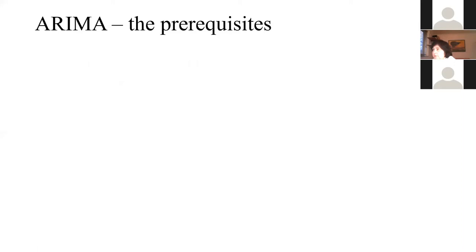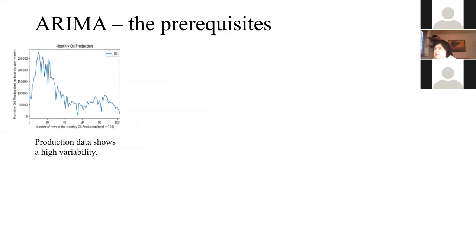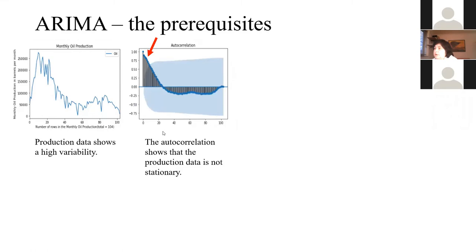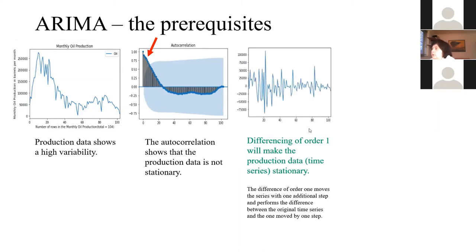Now, the prerequisite for ARIMA: the data has to be stationary. Here you see production data shows a high variability. If you remember, at the beginning we had a lot of information and then it declines towards the end. Now, the autocorrelation shows that the production data is not stationary here. This part is stationary, but this part is not. So, for my dissertation, I used differencing of order one to make the production data and time series stationary.